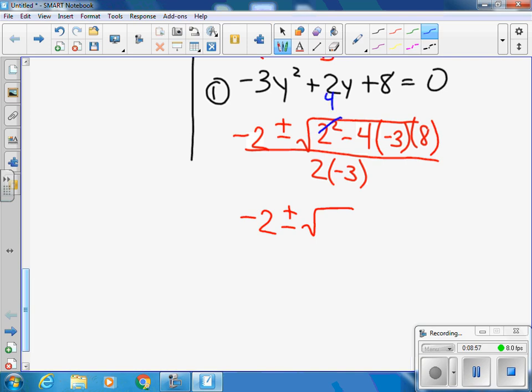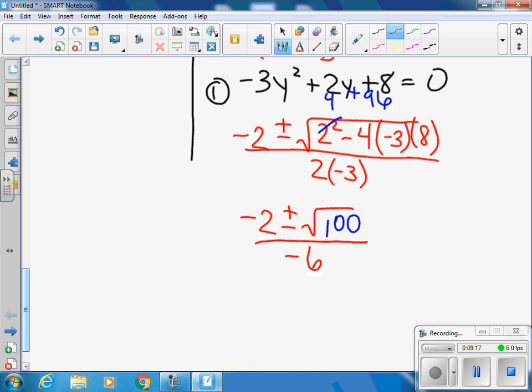Negative 4 times negative 3 is positive 12. 12 times 8 is going to make 96, so it's a positive 96. So now you've got 4 plus 96. That leaves us with 100 under the radical sign, which is a whole lot easier to deal with than typing in all of that. And then on the bottom, you would have 2 times negative 3, which is negative 6.